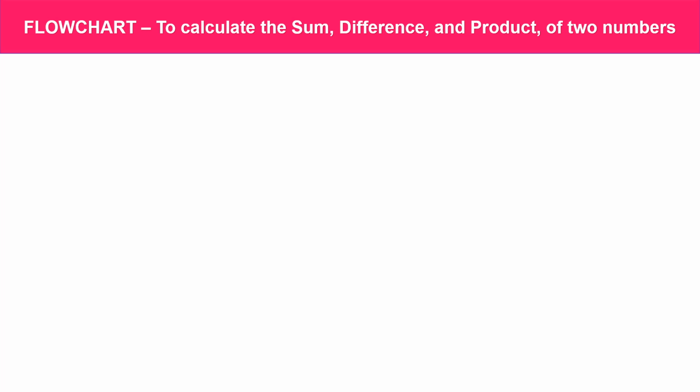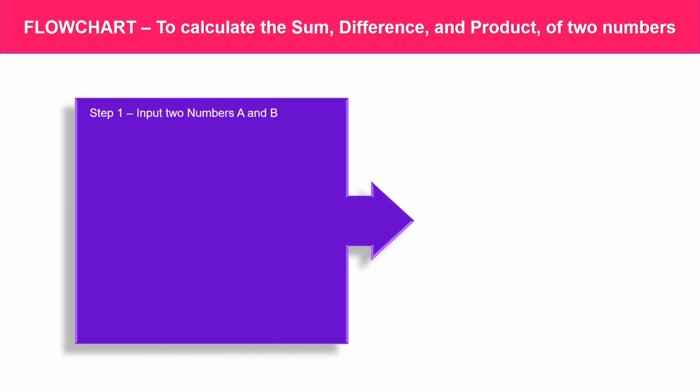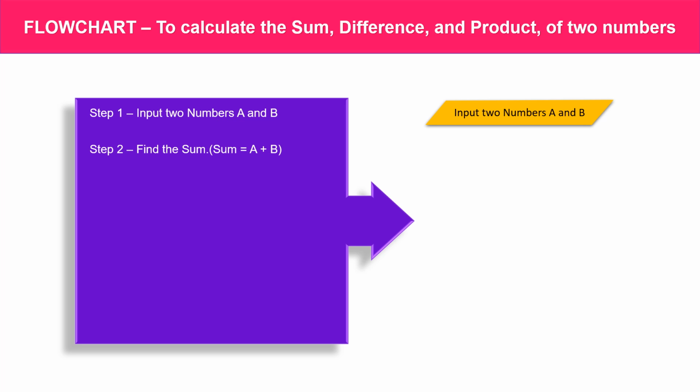Now let's draw a flowchart to calculate the sum, difference, and product of two numbers. Let's begin. Step 1. Input two numbers A and B. So we are going to use the input-output box. Step 2. Find the sum. Sum equals A plus B. Since it's a process, we put this in the processing box. Step 3. Print sum. Printing is showing out something to the user, so we're going to use the input-output box.